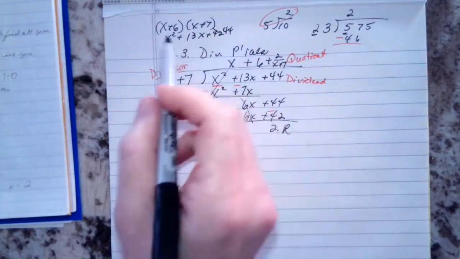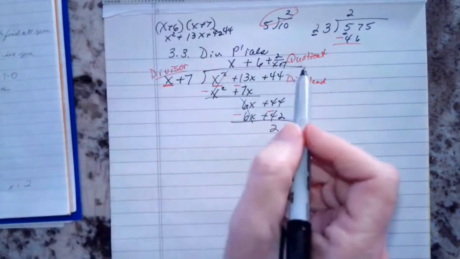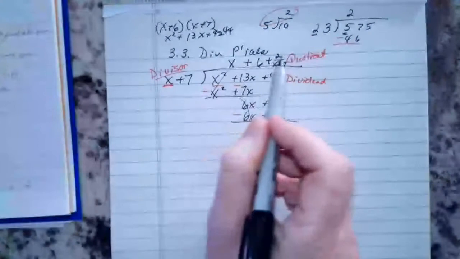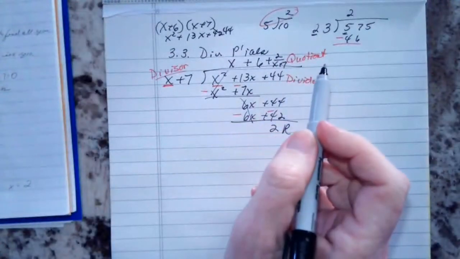So that's another question that you've got: if you multiply the quotient times the divisor and add in the remainder, you'll get the dividend.